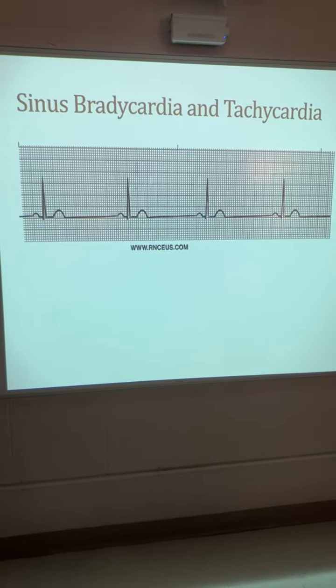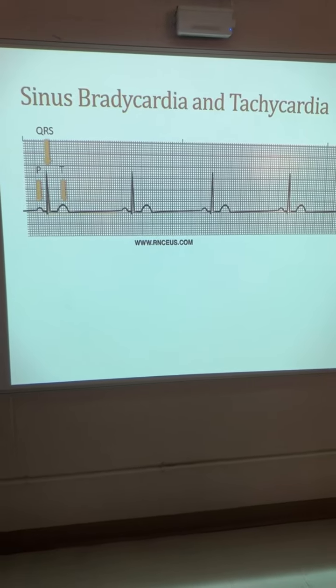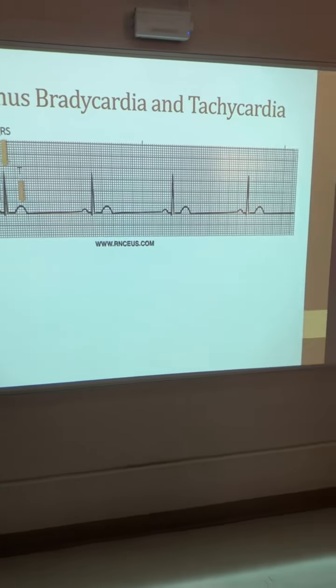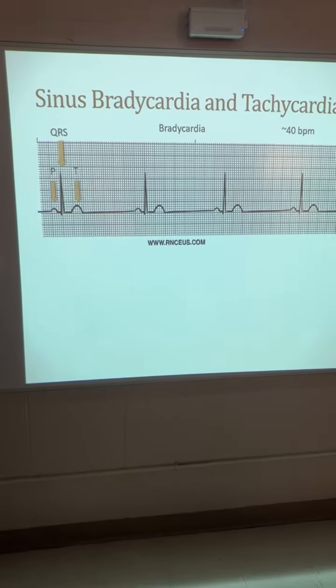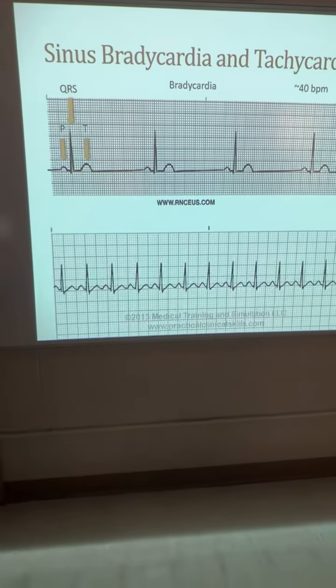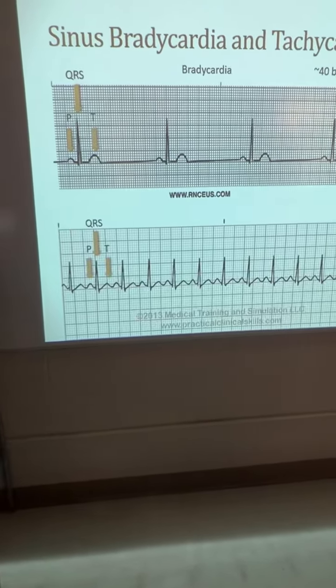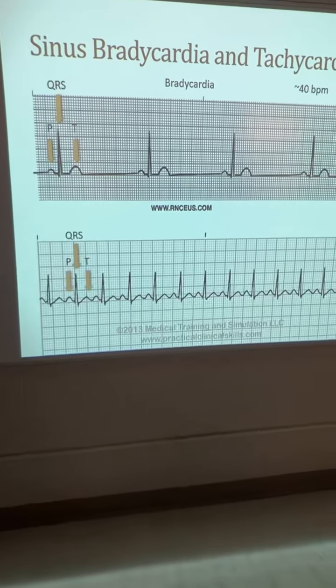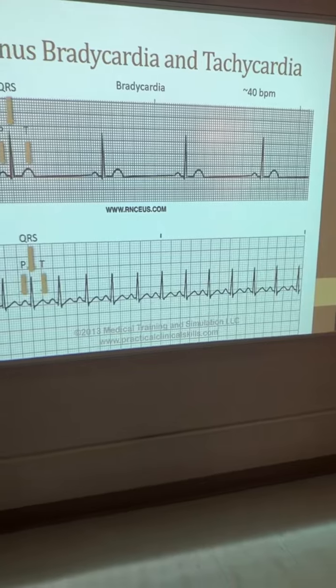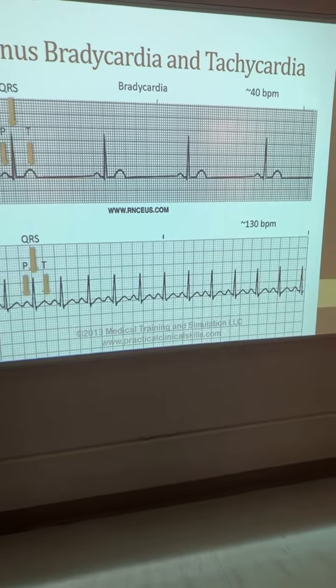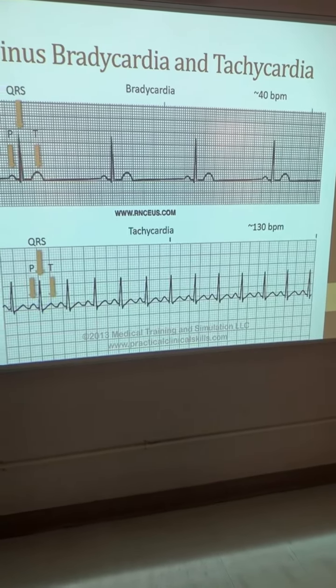You see we have a P, a QRS, and a T wave, and it's 1, 2, 3, 4, so about 40 beats per minute, so you'd call that sinus bradycardia. Whereas down here, you see you have a P, QRS, and a T. They're a lot closer together because it's 1, 2, 3, 4, 5, 6, 7, 8, 9, 10, 11, 12, 13 in that 6-second strip. So it's about 130 beats per minute, and we call that sinus tachycardia.